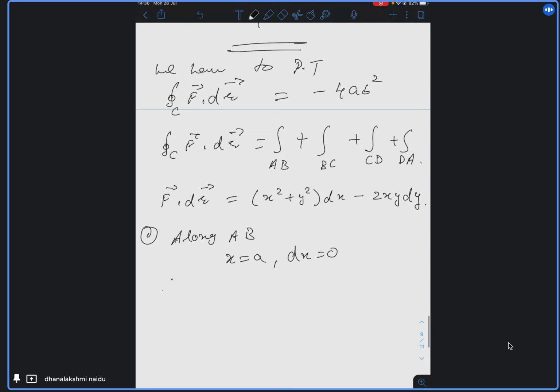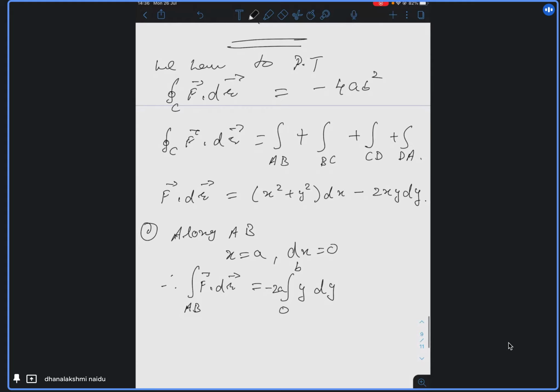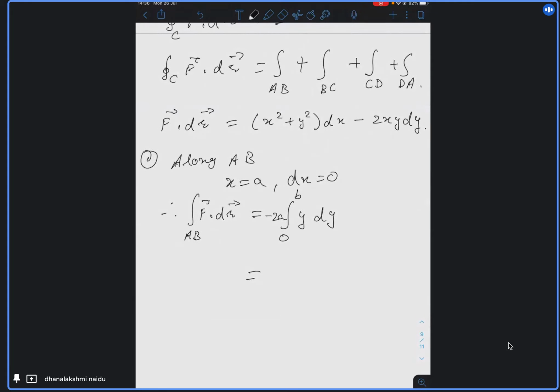So therefore, integral along AB f bar dot dr bar will be equal to, so I'll directly substitute everything here. So dx is anyhow 0. So first term you won't have, second term only you will have minus 2a y dy and limits of y is 0 to b. So when you solve this, minus 2a as it is, y square by 2 you will get. So 2 will be cancelled and upper limit is b. So b square. So minus ab square I will get.